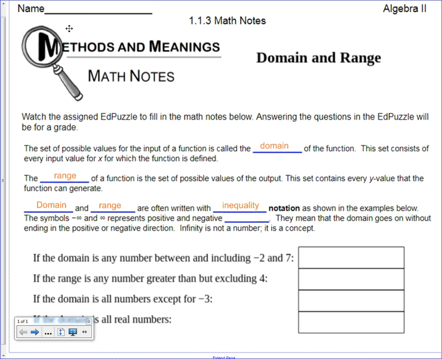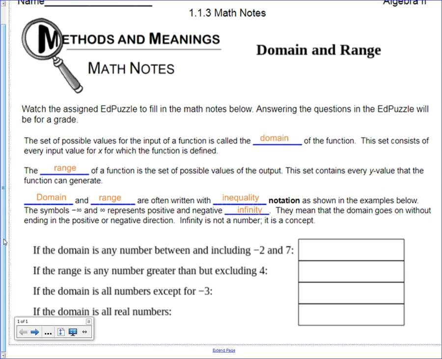So greater than, less than or equal to, greater than or equal to. The symbols negative infinity and infinity represent positive and negative infinity. They mean that the domain goes on without ending in a positive or negative direction. Infinity is not a number, it's a concept. So when you think of the idea of infinity, think of the biggest possible number that you can think of. You can always add one more to it.